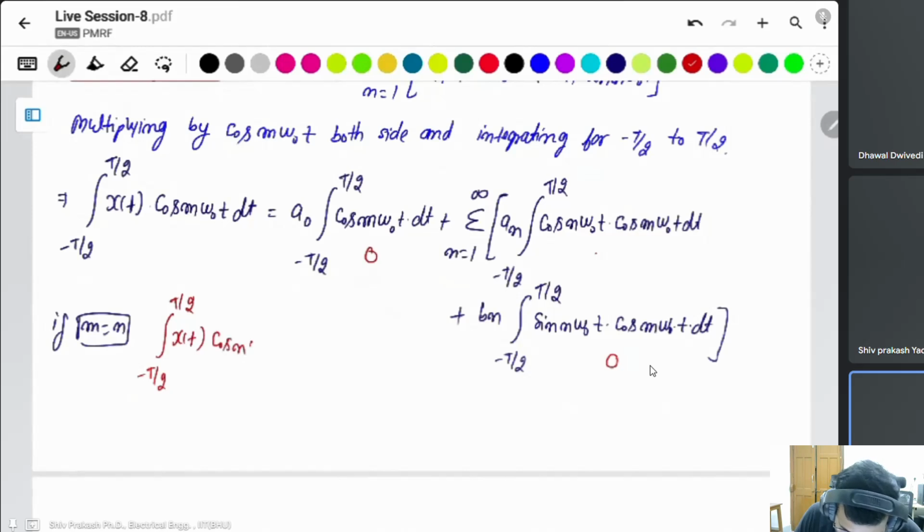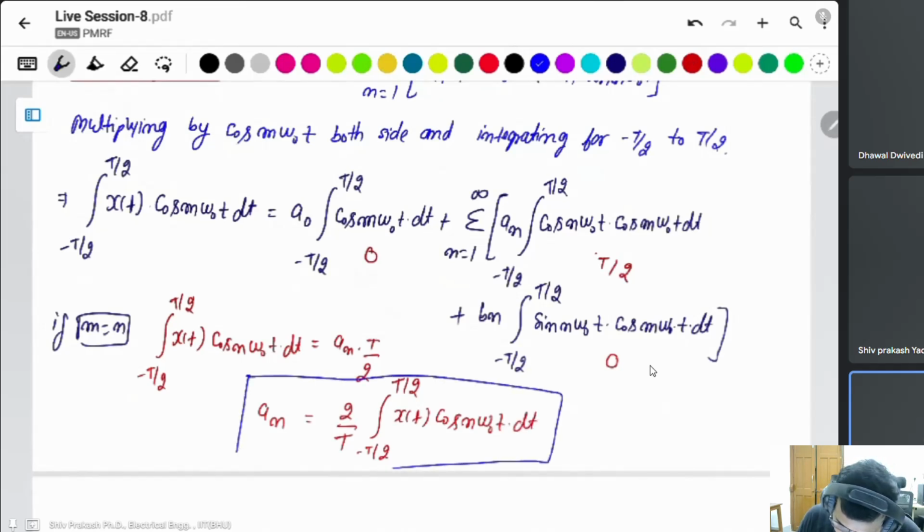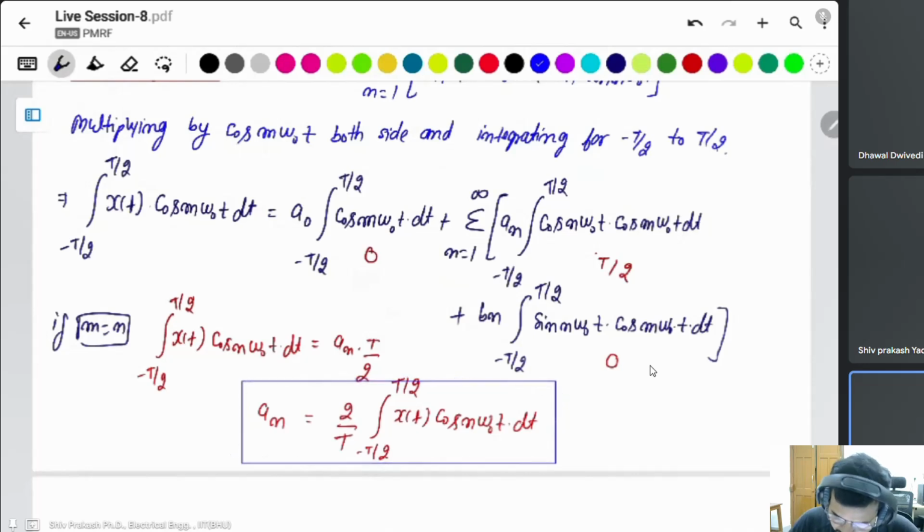Then we can say integration of minus t by 2 to t by 2 xt cos of n omega naught t dt is equal to, this will be 0, an into t by 2, then an is equal to 2 by t and integration of time period minus of t by 2 to t by 2 xt cosine of n omega naught t dt. This is the formula to calculate the an after calculating the a naught.